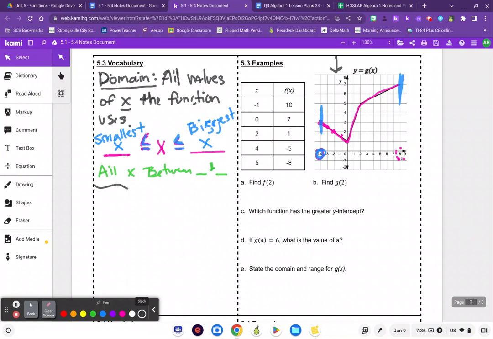The other thing we talked about then was range. And range is extremely similar, except range looks at all the y values. So range is all values of y the function uses.